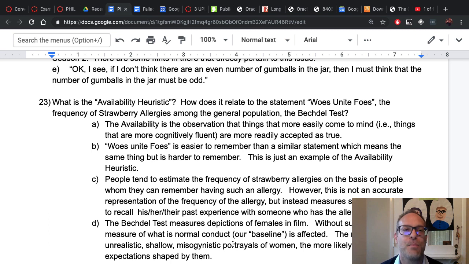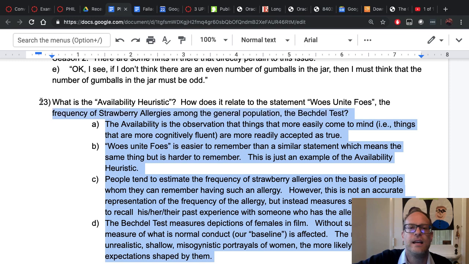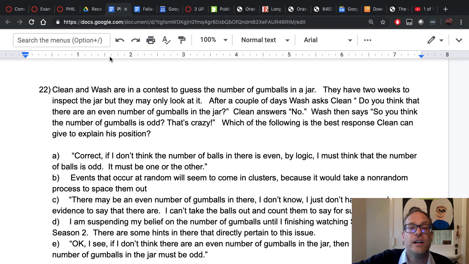Congratulations. All right, number 23. What is the availability heuristic? How does it relate to the statement, woes unite foes? Oh, no, we're not even going to do this one. It's a short answer, so we're not doing that. Yeah, this is a short answer question, and we ain't going to do it. So I'm going to wipe that one out. Boom. So actually, you're done.